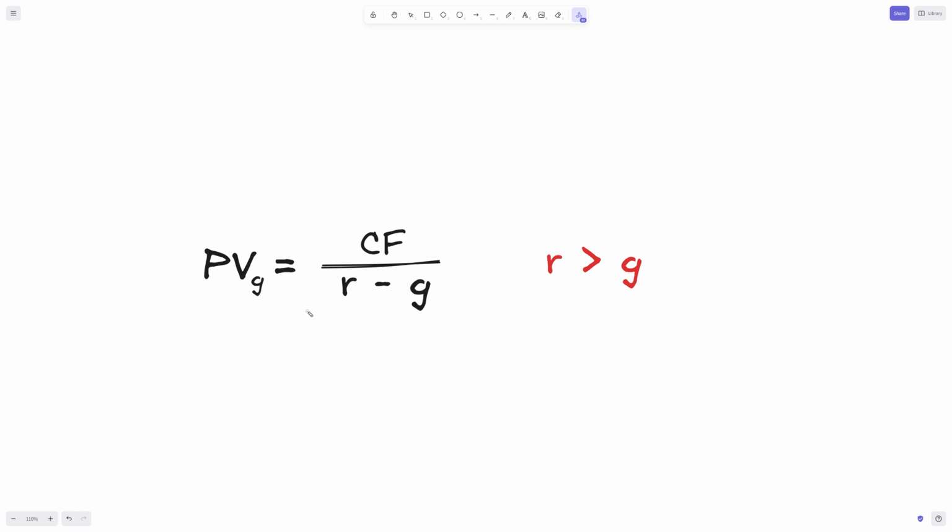We can also have like growth perpetuity. So in this scenario, we have some growth that's applied to the cash flow every period. And as long as our discount rate is above this growth percentage, we can use this formula to calculate the present value of these perpetual cash flows. The cash flow over the discount rate minus the growth percentage.